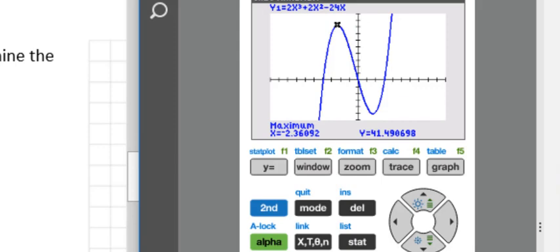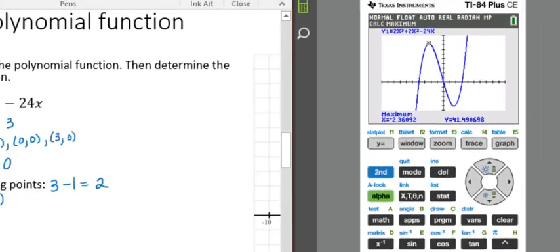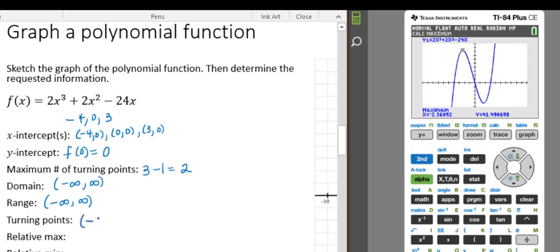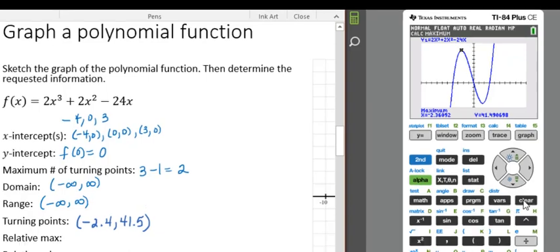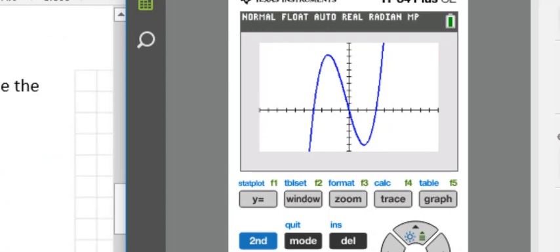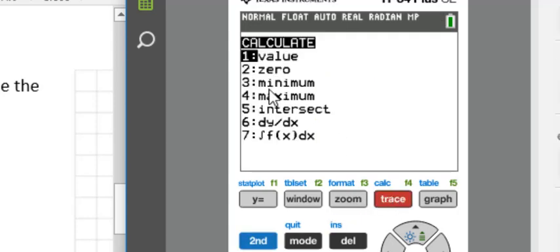And notice the display at the bottom of the screen now. It tells me that my maximum point is at -2.4 and 41.5 if we approximate. So I'm going to write that down on my slide. So at -2.4, 41.5 is one of our turning points. So now let me clear this out. And now I need to do this for the other turning point, that relative min. We will press second trace and now choose number 3, which is minimum.